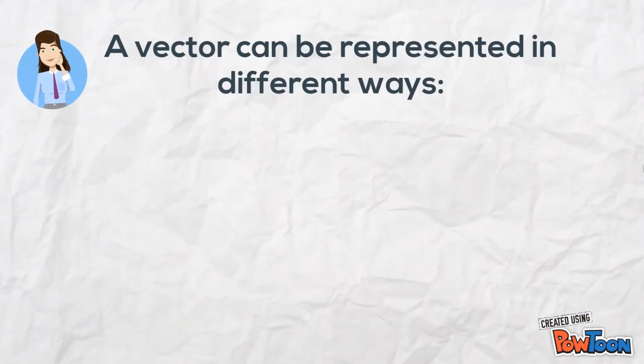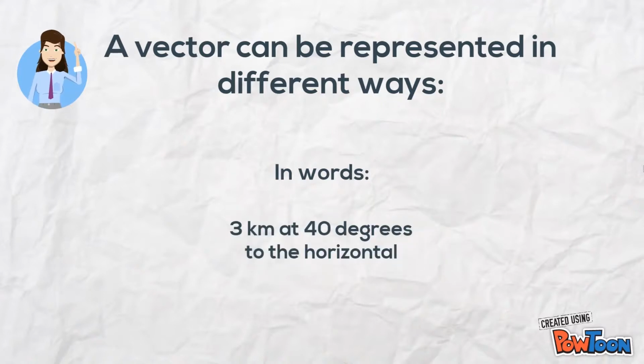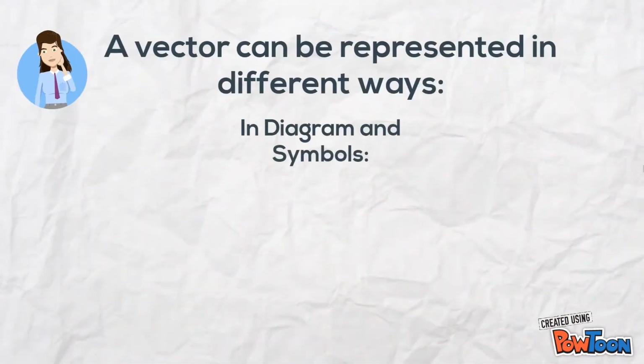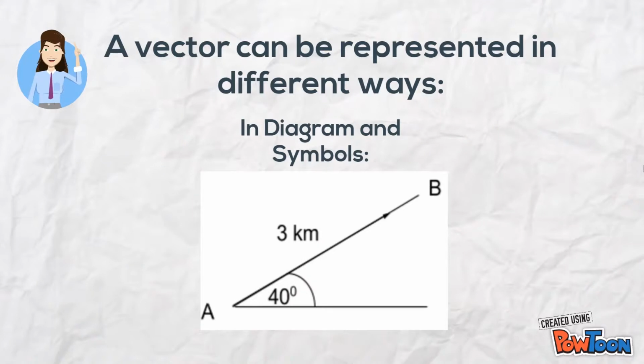A vector can be represented in different ways. In words, for example, 3 kilometers at 40 degrees to the horizontal. Or by using a diagram. In the example seen, the distance of AB is also 3 kilometers at 40 degrees to the horizontal.